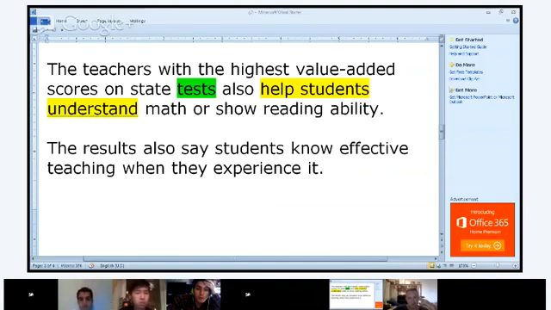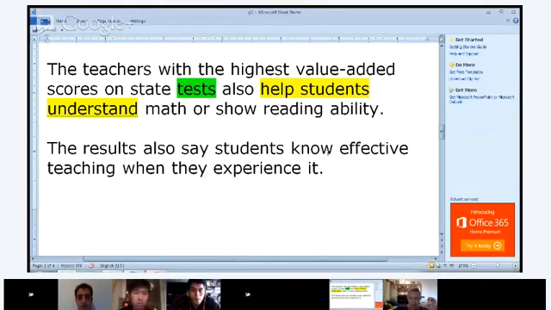Elisa or Elsa? Could you read this, please? Okay. The results also say students know effective teaching when they experience it. Now, sorry, what does this mean? The results also say the students know effective teaching. Anybody? Okay, I'm going to move on and we'll come back to it.